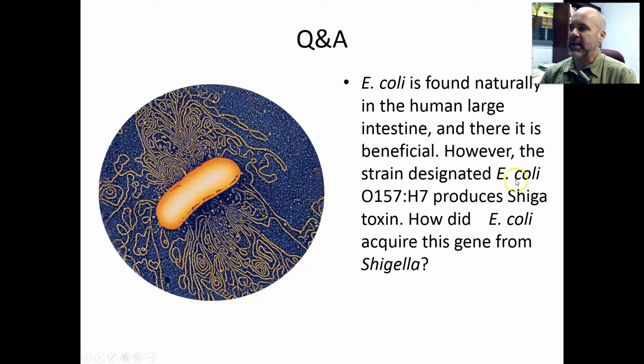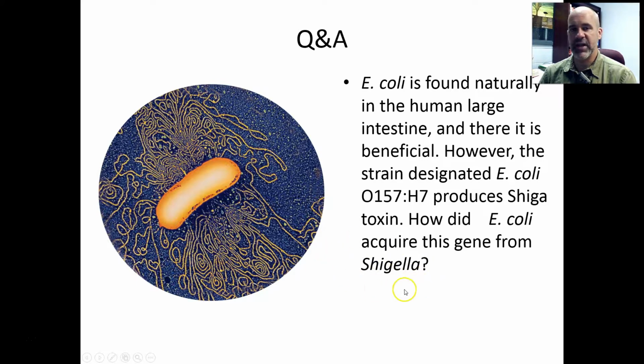An example of that is E. coli O157:H7. That is a strain of E. coli that can cause a very severe gastrointestinal illness, severe diarrhea, very painful. And it's been discovered that E. coli O157:H7 produces a protein toxin called the Shiga toxin. So regular E. coli doesn't make that toxin. It's a protein. This strain does. And it's also been discovered that E. coli acquired that gene from a cousin, Shigella.